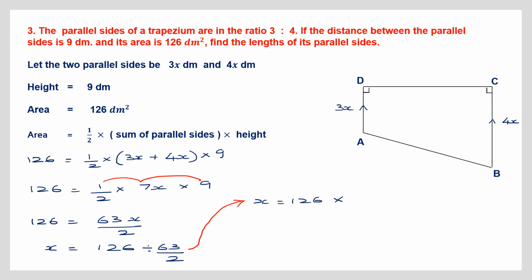126 into 2 by 63. Now we can cancel 63 and 126. 63 into 2 is 126. So this is 1 and this is 2. So now 2 2s are 4. So now we have found the value of x. X is equal to 4.